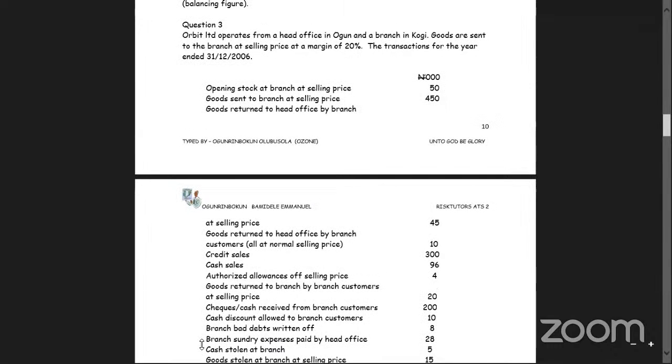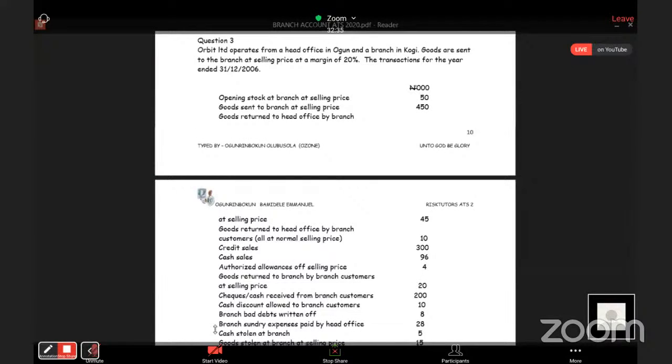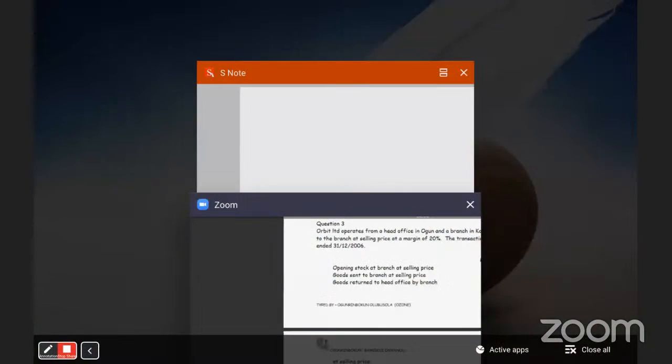Okay. So if that be the case, let's quickly solve that. The examiner has told us the method he wants. So what's the method that the examiner wants us to apply? The selling price method. So let's get that done.